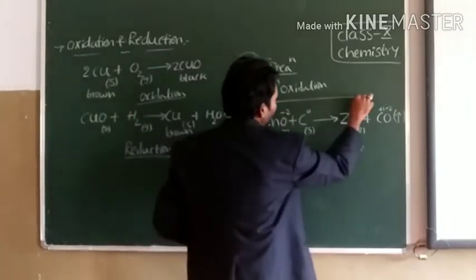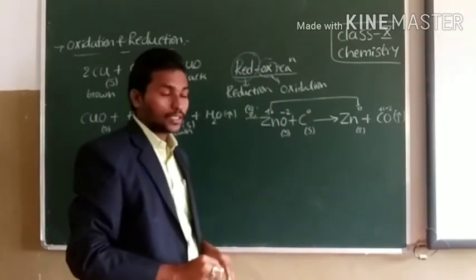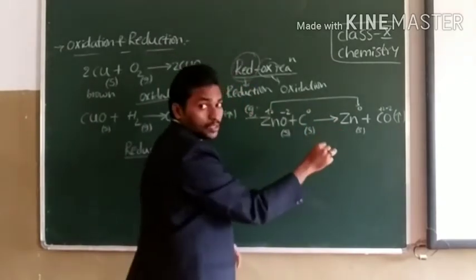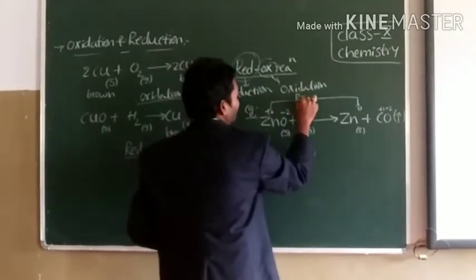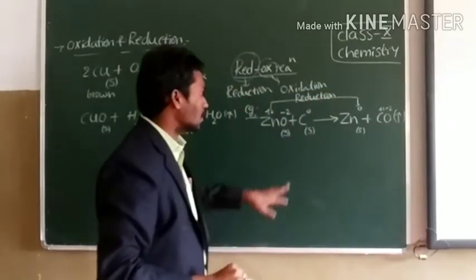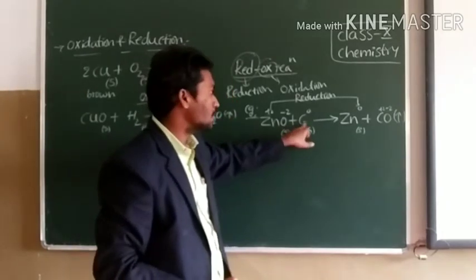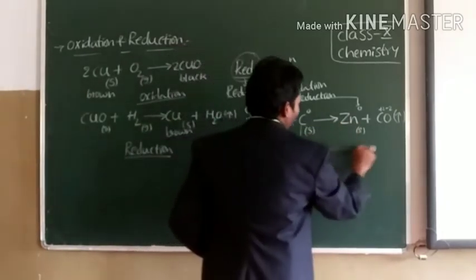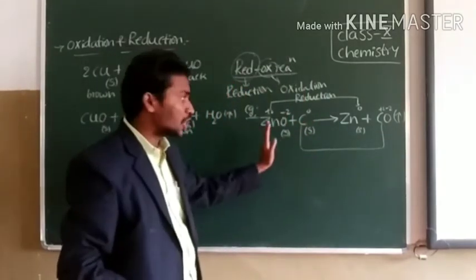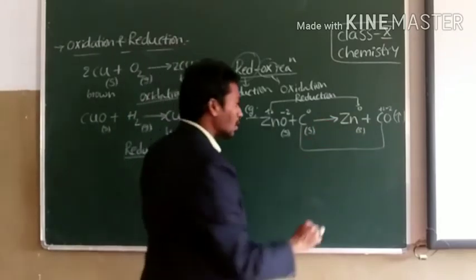Here there is a decrease in oxidation number. So decrease in oxidation number is known as reduction reaction. Next, carbon. Carbon oxidation number changes from 0 to +2. 0 to +2 means increase in oxidation number. Increase in oxidation number is called oxidation.